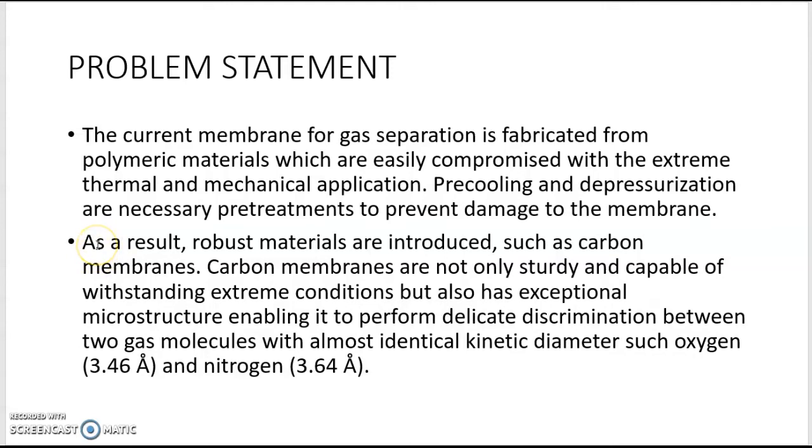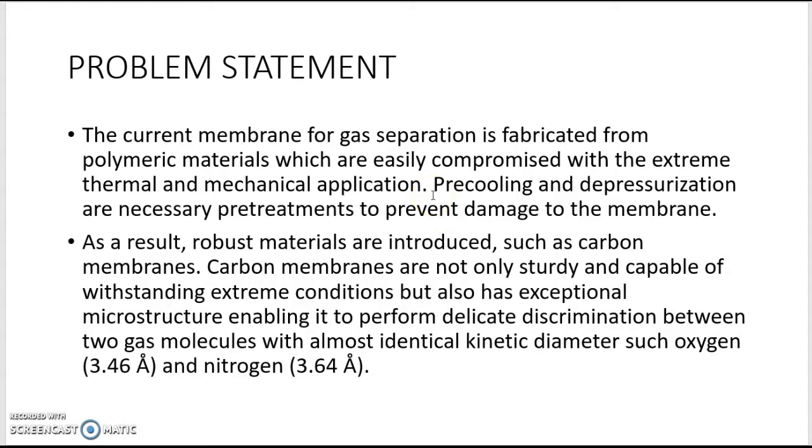Well, the current problem for membrane separation is that polymeric materials are compromised too easily by extreme thermal and mechanical application. So if we want to install the membrane in our process, we are required to protect the membrane by having pre-cooling and depressurization in order to prevent damage to the membrane. So that's why we are coming out with different materials made up of carbon. We call it carbon membranes.